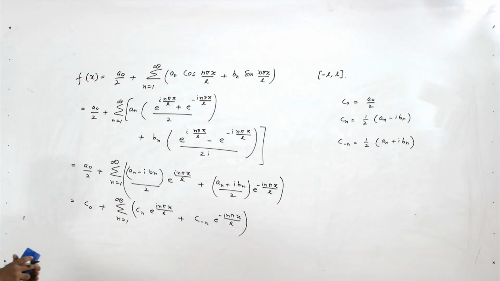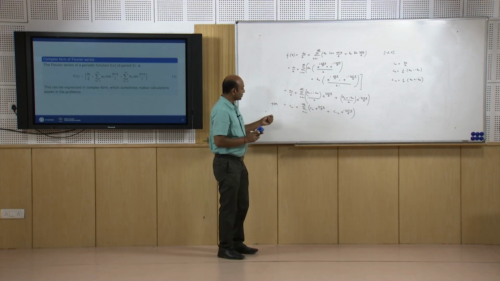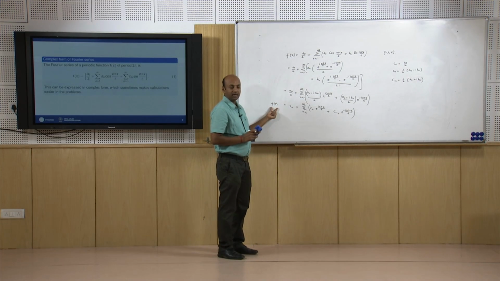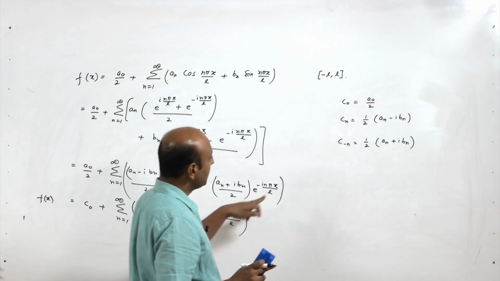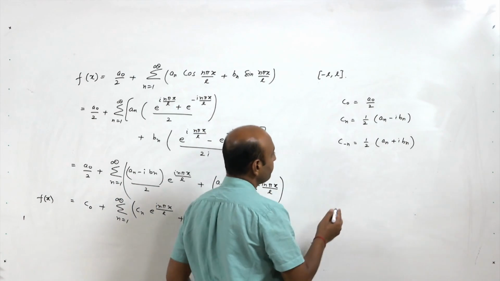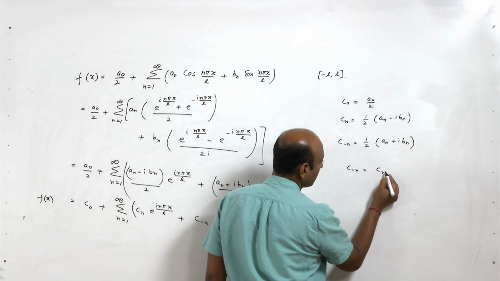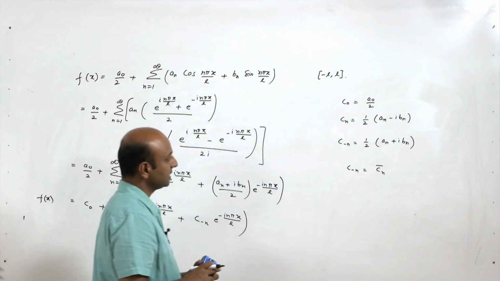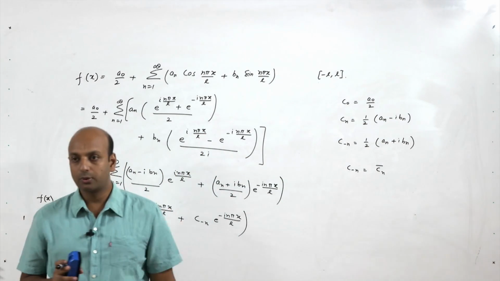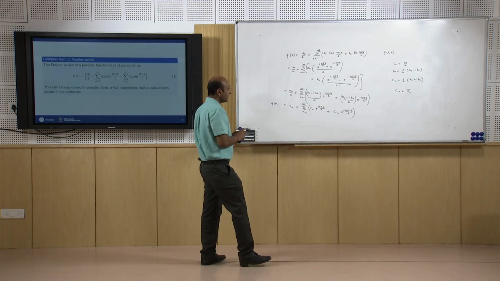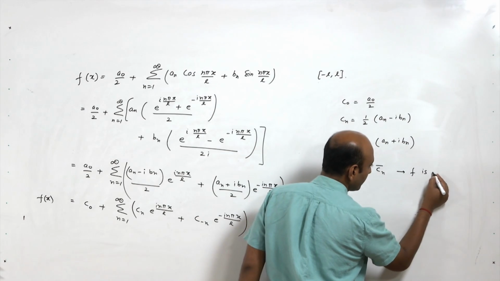So, one can easily see that if this f(x) is a real function, then these coefficients will be real, and then C_{-n} is nothing but C_n bar. One can easily see this because they are conjugates of each other. If f is real, this holds.